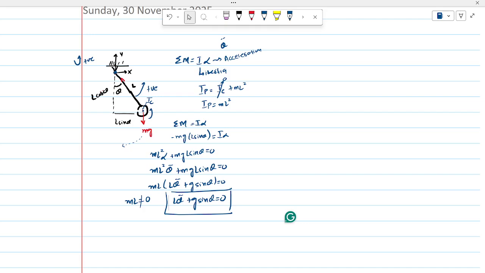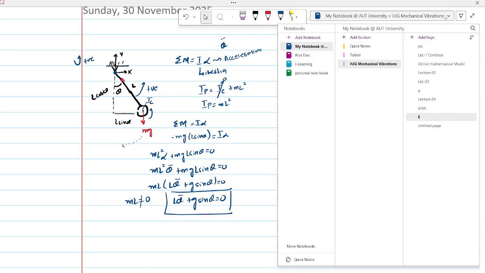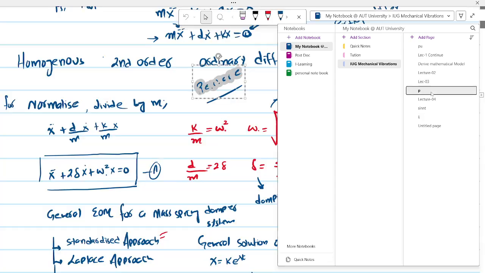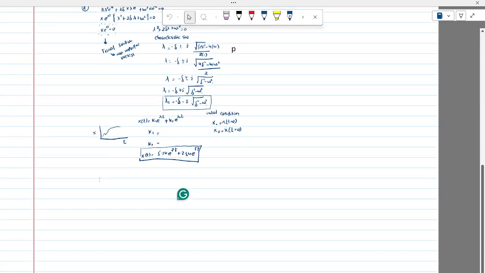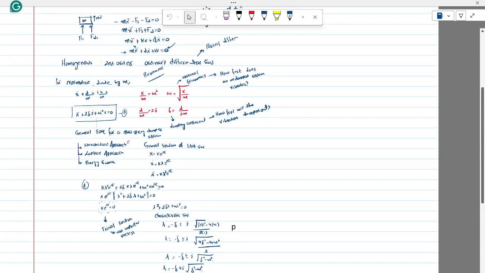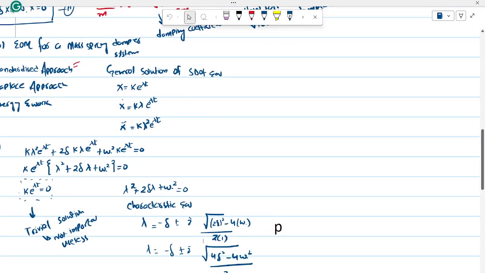In the next lecture I will be uploading, we will discuss the thing we left off. Sorry, in lecture number 3 I think we left this method here. We are going to discuss how the roots tell us about the behavior of the system. It's just a small topic we will discuss briefly, and then we will jump towards the Laplace method, which is another method to solve the equation of motion.